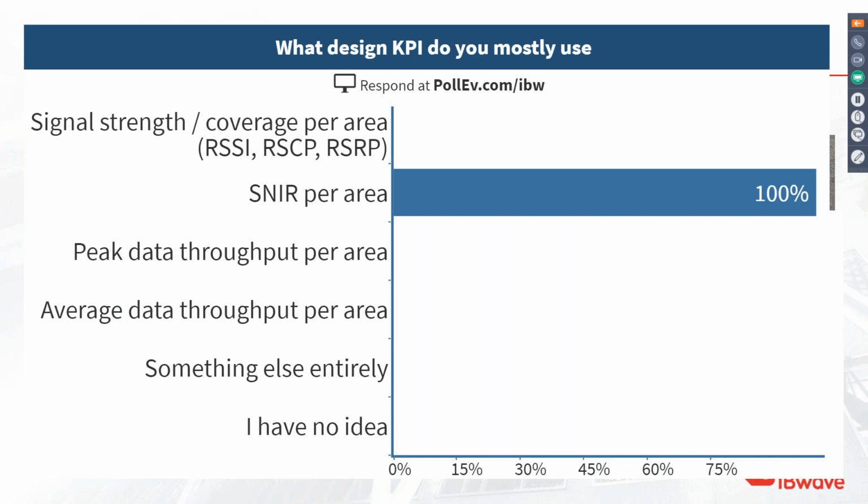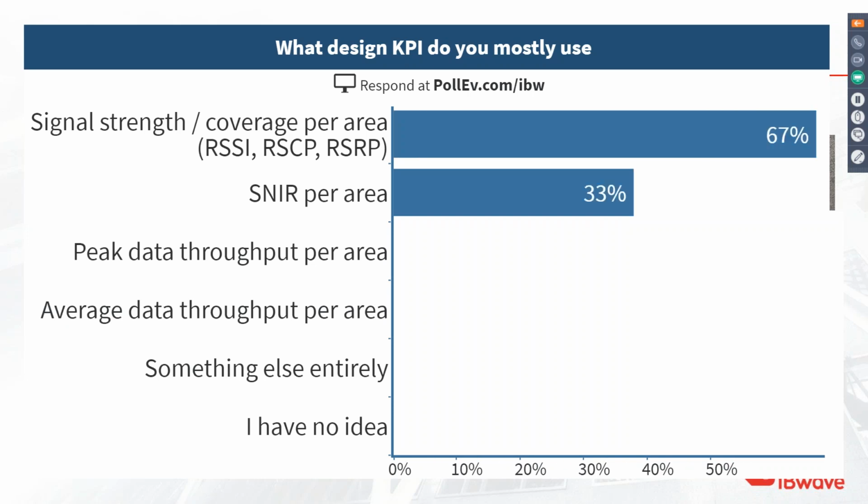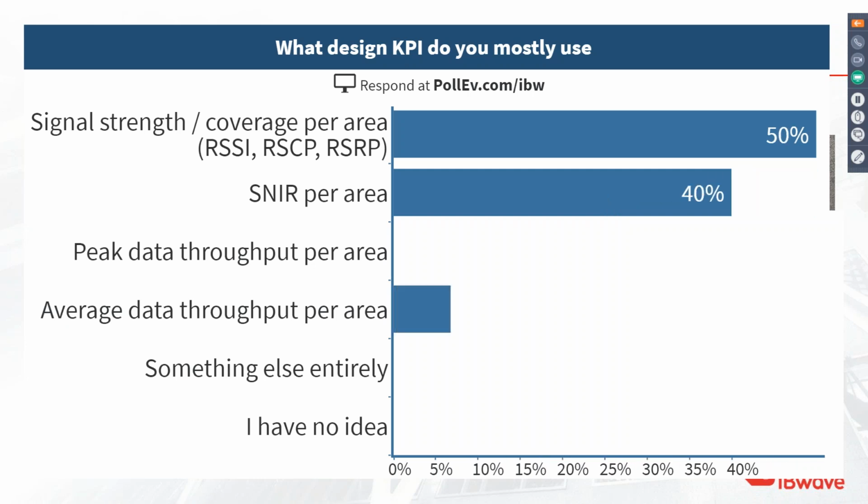using. So there's signal strength or coverage per area. For example, so many dBm. You want to make sure that you reach at least so many dBm per, let's say, 95% of square footage. So this can be RSSI, RSCP, or RSRP, depending on the technology. Signal to noise and interference ratio per area. Then you've got peak data throughput. You've got average data throughput.